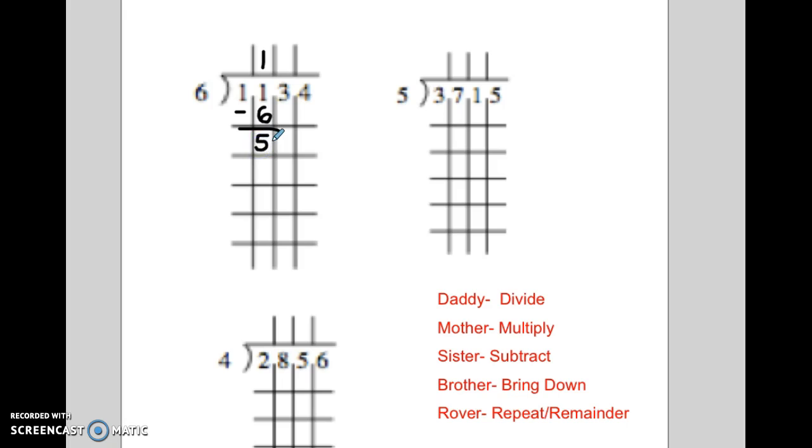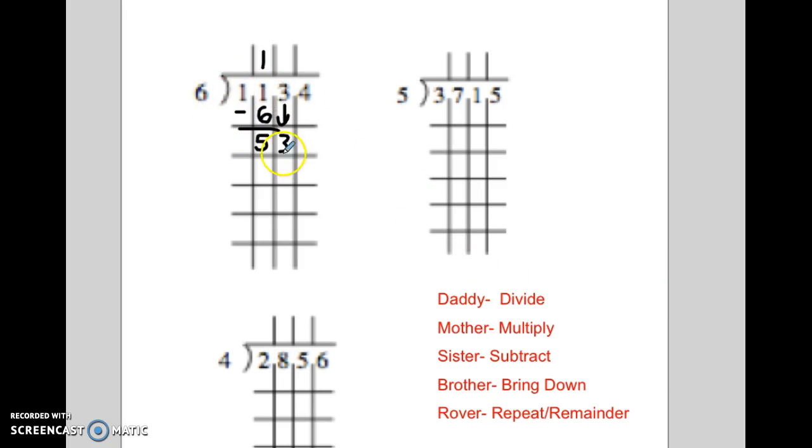All right, and after I've subtracted, I go to brother, bring down, and look, there's still 2 numbers to bring down, so I'm going to bring down this next number here. I can only bring down 1 number at a time, my 3. And then I think to myself, okay, I have to repeat because I brought a number down. I'm going to go back up to divide.